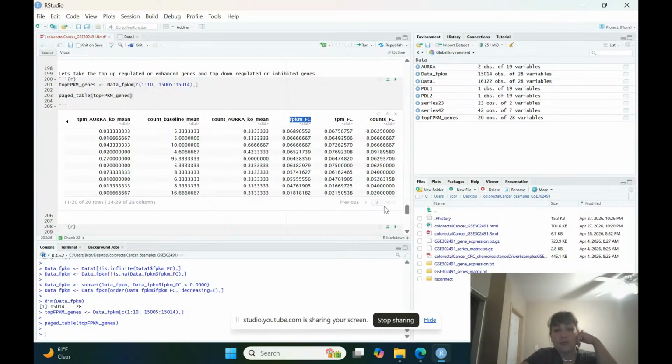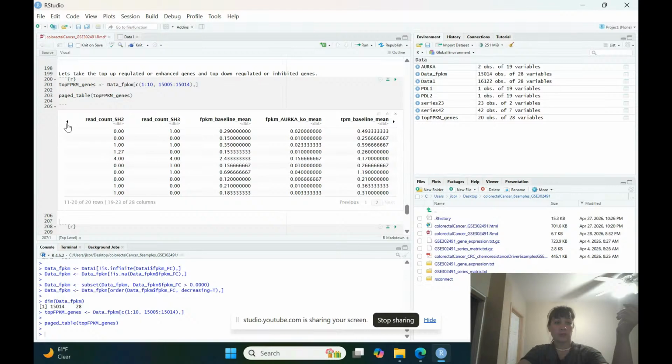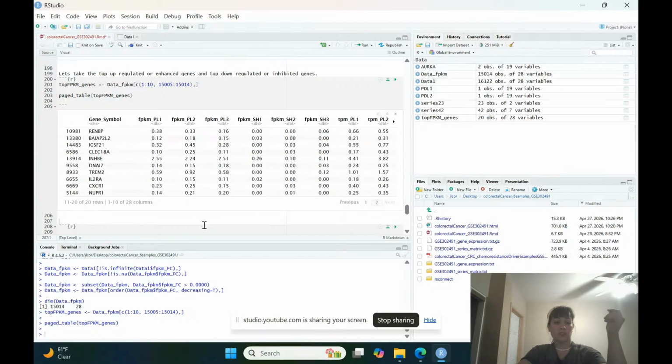Okay. Now we're just going to do the same thing. Let's just save that as, yeah, we already got it. It's the top fragments per kilobase million genes when they knocked out ARCA. Now we will do the same for the TPM and the counts groups.